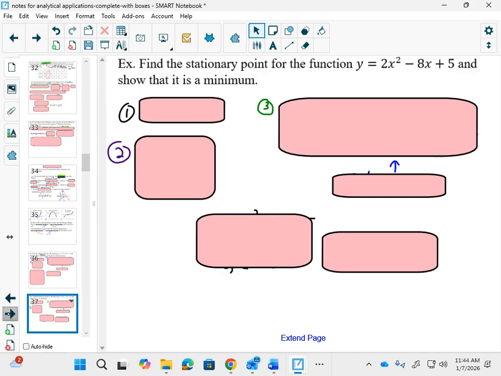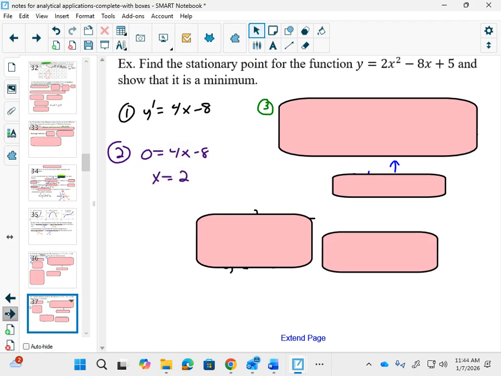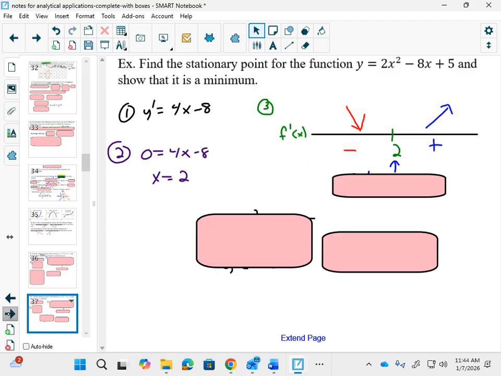Find the stationary point and show that it is a minimum. So, definitely continuous. One stationary point. Find the derivative. Set it equal to 0. Get x equals 2. It's a parabola. You know it's a minimum, but with the first derivative test, we make our number line. We plug into our derivative to see that it's negative before and positive afterwards.